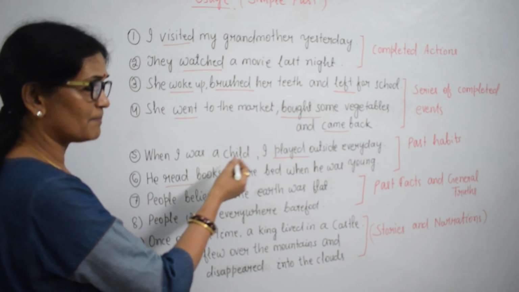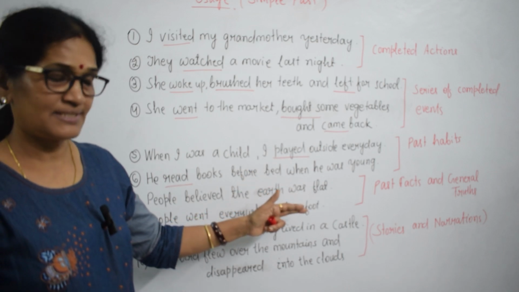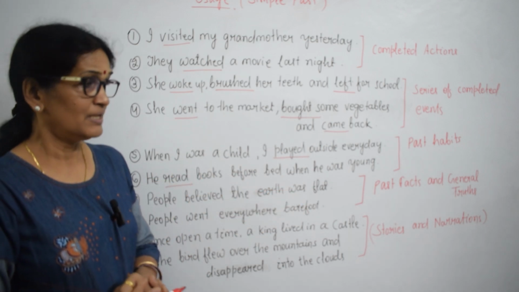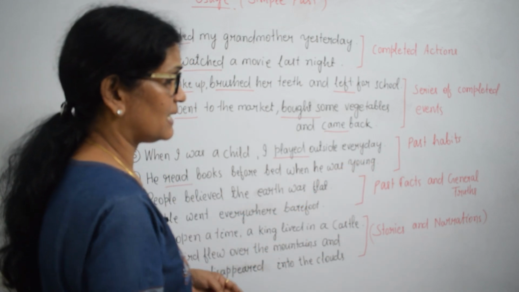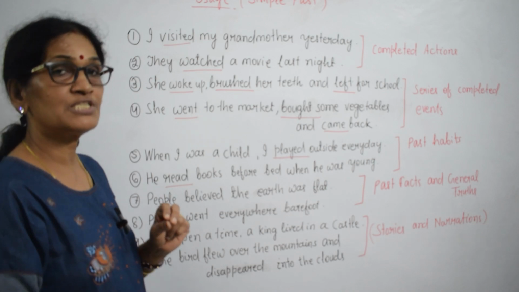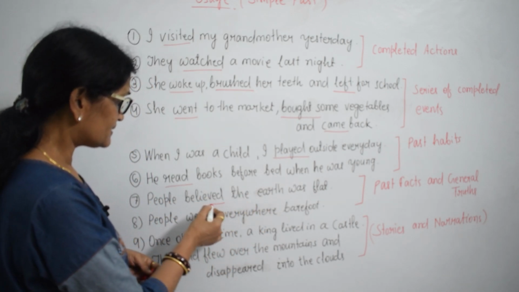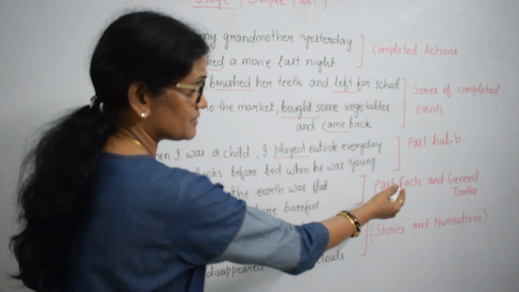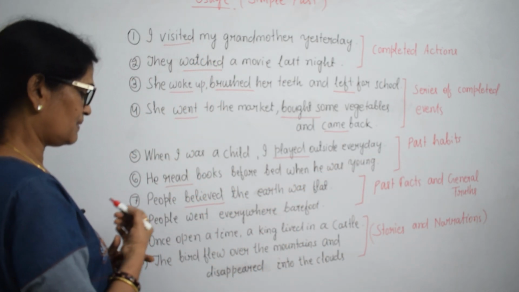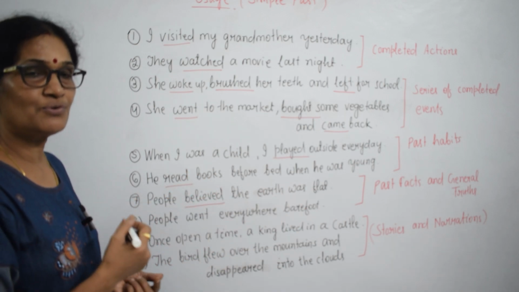Read. Simple past. Okay. People believed the earth was flat. People went everywhere barefoot. For past facts and general truth. Past fact. People believed the earth was flat. Okay. So what is it? It is simple past. For past facts and general truths we use simple past. People went everywhere barefoot. It is a general truth.